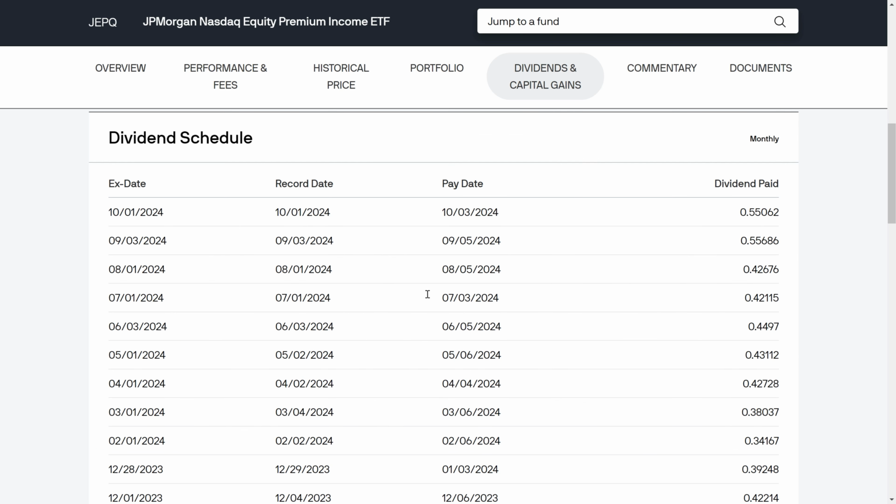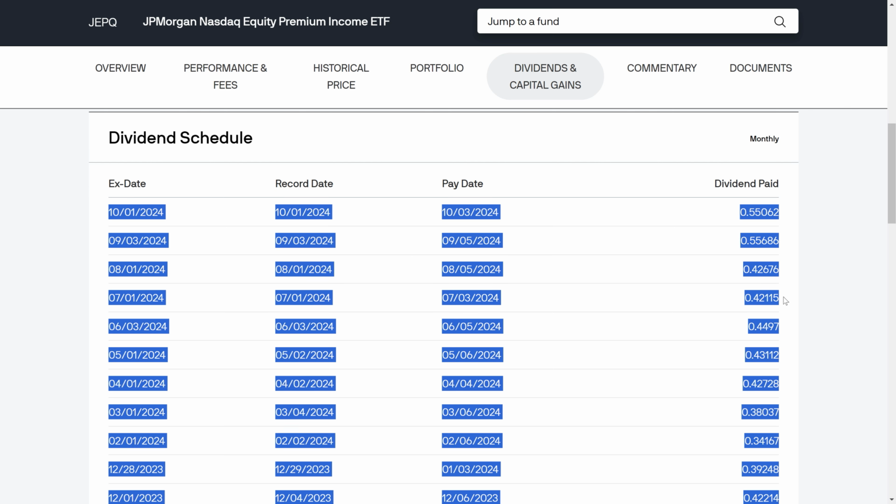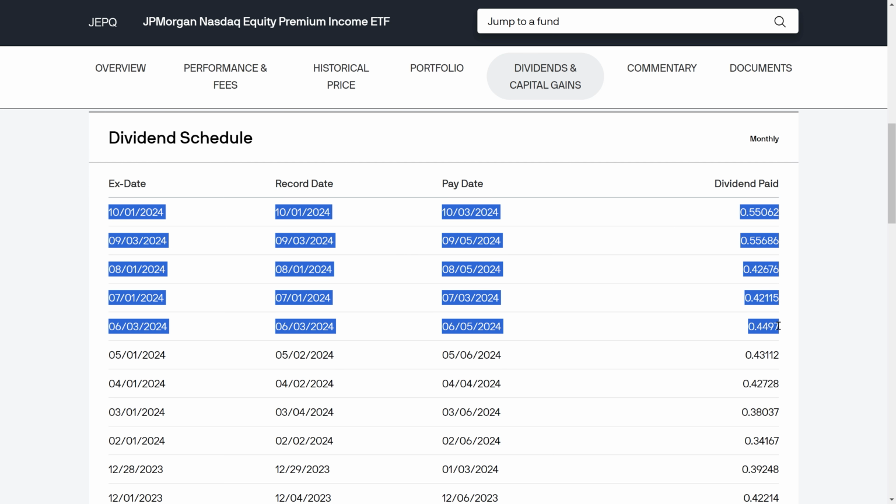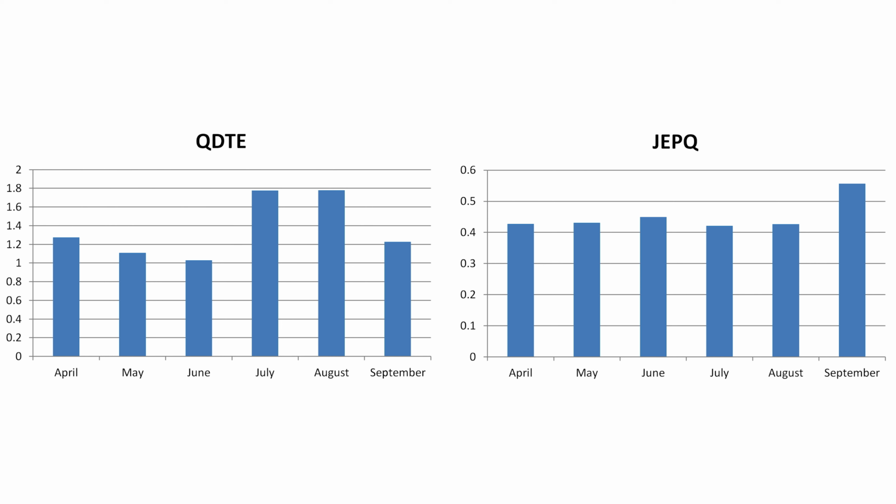On the other hand, JEPQ makes distributions on a monthly basis. Its distributions also tend to fluctuate, but not as much as QDTE. Here's a comparison side by side of their distributions. Keep in mind that JEPQ makes its distributions at the beginning of each month. QDTE distribution amounts tend to jump around more. This is not surprising given its strategy to short 0 DTE options. It is exposed to high volatility of premium income compared to JEPQ. Such sharp jumps may make it difficult for retirees holding QDTE to plan their monthly budgets.